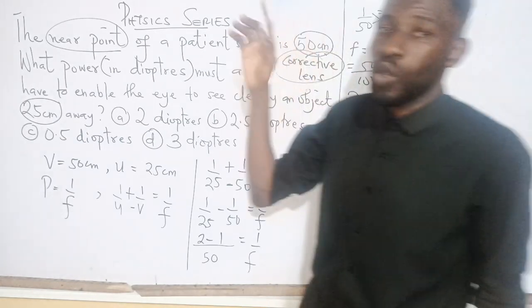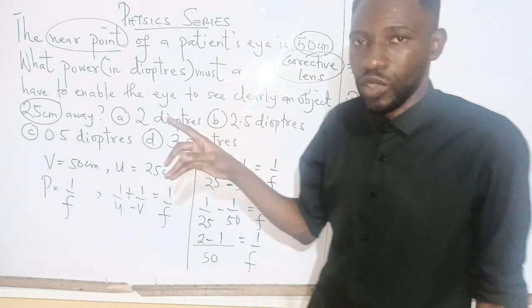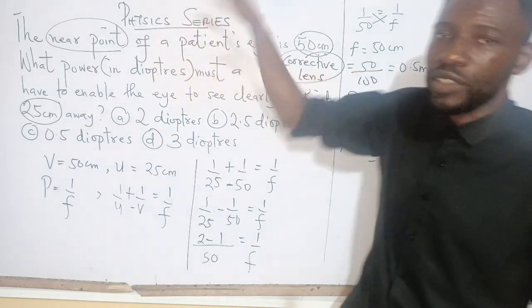And if you ask what lens we are talking about here, we're talking about a convex lens, or a converging lens, that is needed to cure the eye defect of long-sightedness.